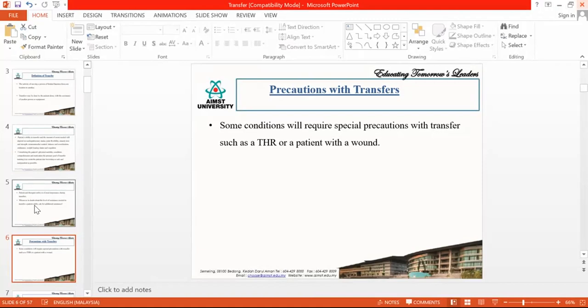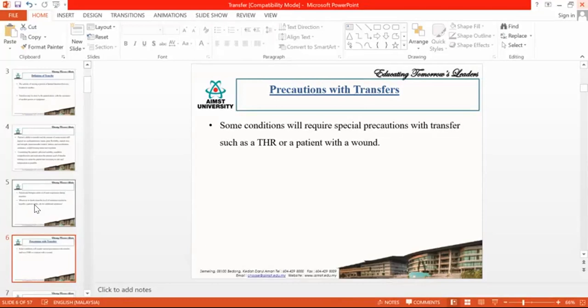So maybe the person has undergone a cardiac surgery. When you are transferring, you need to see to it that the patient's wound or the surgical site is not getting affected. Okay, so this one you have to check. Then we need to follow certain precautions. Maybe you will not understand this particular point now. Later on, when you are reading about the musculoskeletal and cardiac part, then you will understand this.